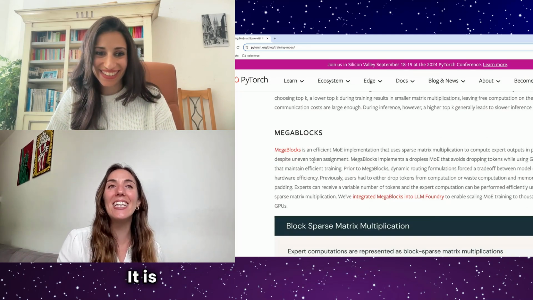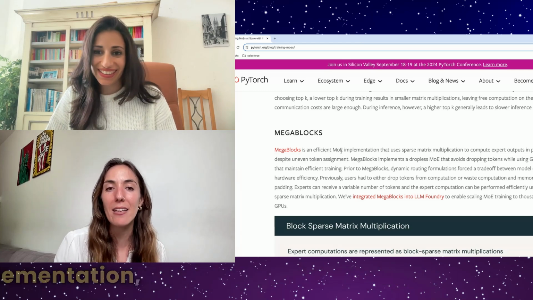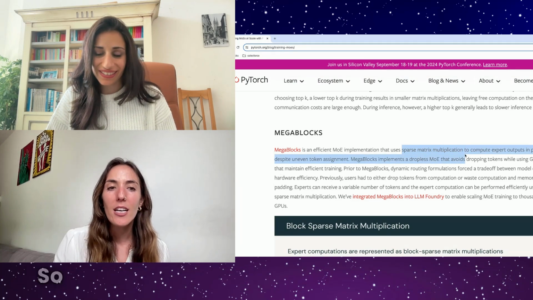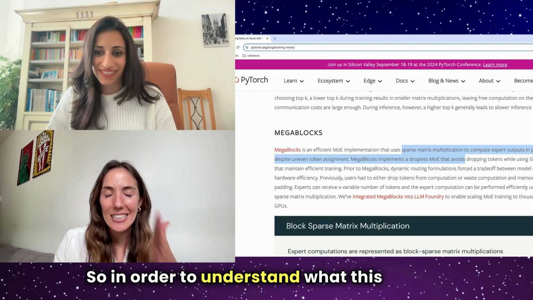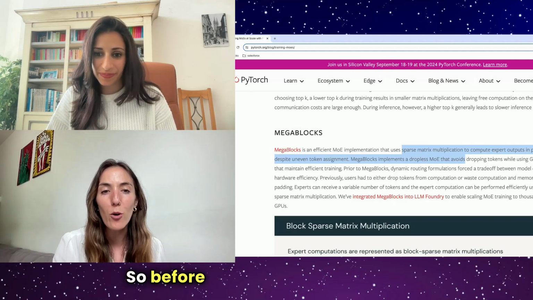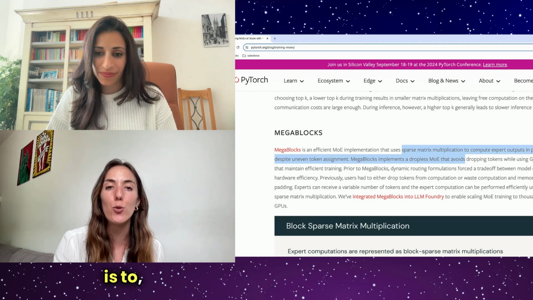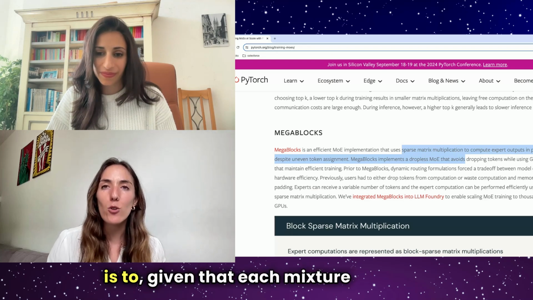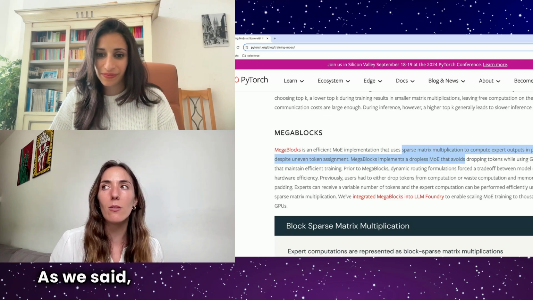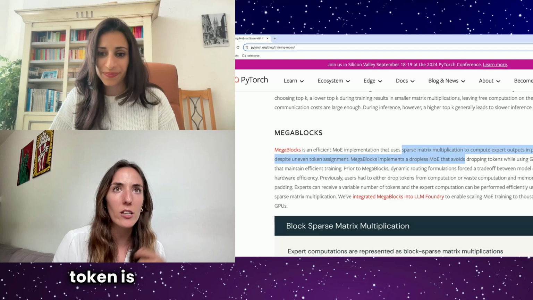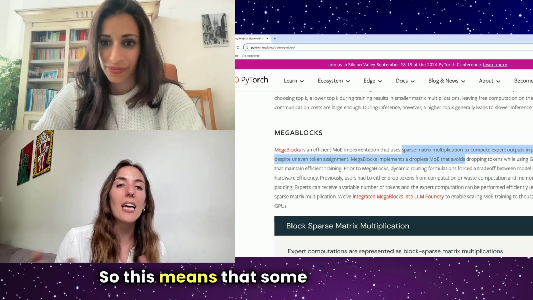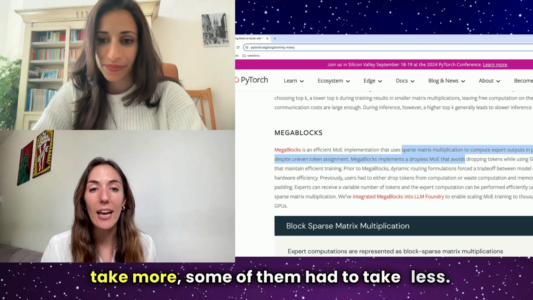What is MegaBlocks? It is an efficient mixture of experts implementation focusing on sparse matrix multiplication. In order to understand what this does, let's understand what was happening before MegaBlocks. Given that a mixture of experts takes different numbers of tokens, as we said, this is based on probabilities: which token is going to go to which expert. So some of them had to take more, some of them had to take less.